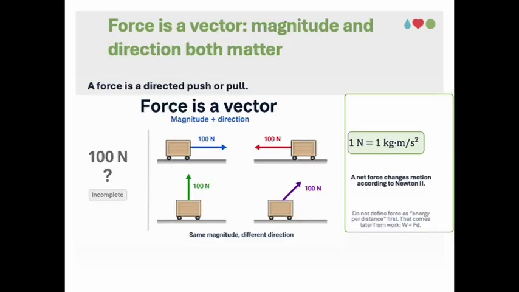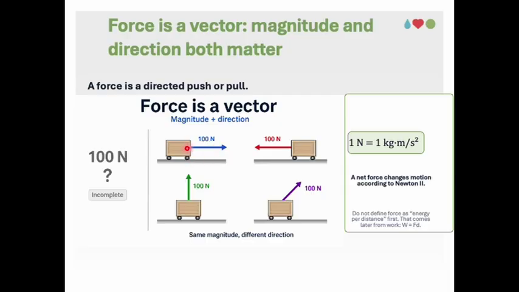Assume I tell you that I'm applying a force of 100 newtons to this box. Do you know what will happen? But which way will it move? That's the important point. 100 newtons tells us how strong the force is, but it does not tell us where the force is pointing. So 100 newtons alone is incomplete.